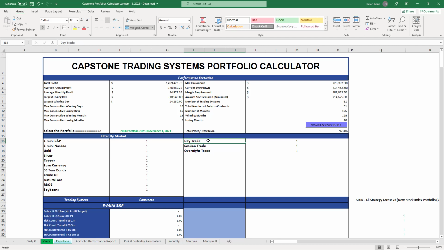Day trade strictly is between the day trade margin hours of 8 a.m. to 4 p.m. Eastern Standard Time. So strategies that trade from 8 a.m. to around 4 p.m. Eastern Time are day trade strategies, and they do not hold positions overnight. You can have the day trade margin.